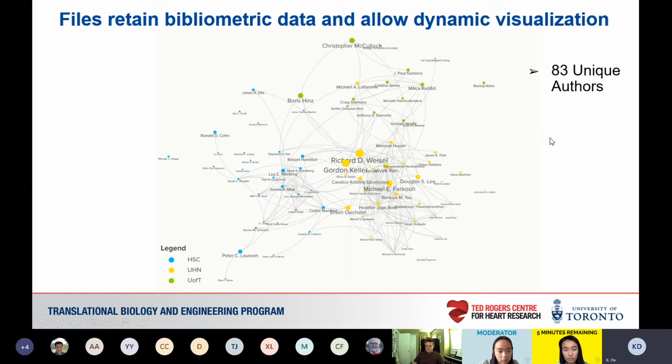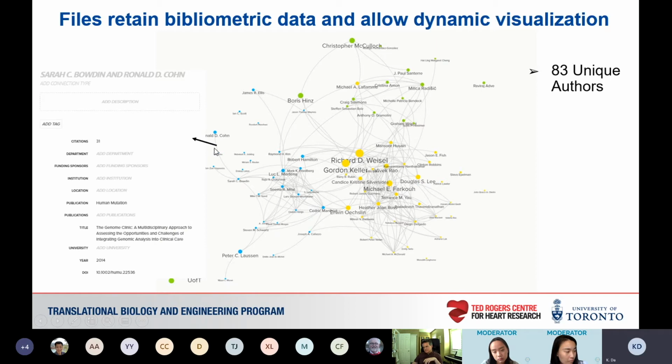So here we looked at 83 unique authors over U of T, UHN, and SickKids in the Ted Rogers Center, and we can see that our files retain bibliometric data, which can provide other filtering options on the Kumu website, such as the institution, the number of citations that the institution has based off of color coding, or the impact of an author based off of citations by the size of each node. So these are just examples of potential filter settings that can be used to customize your network.